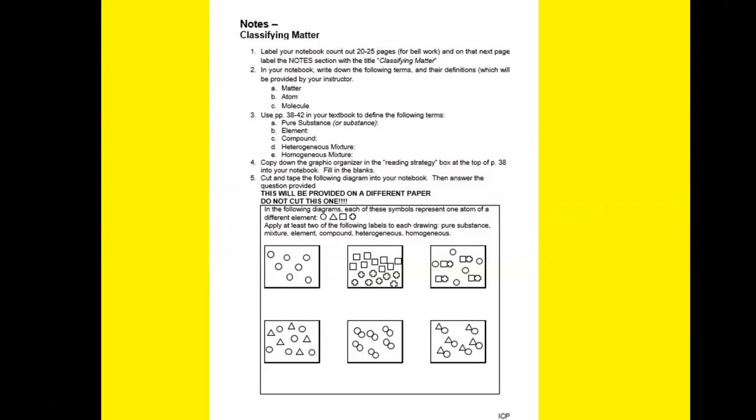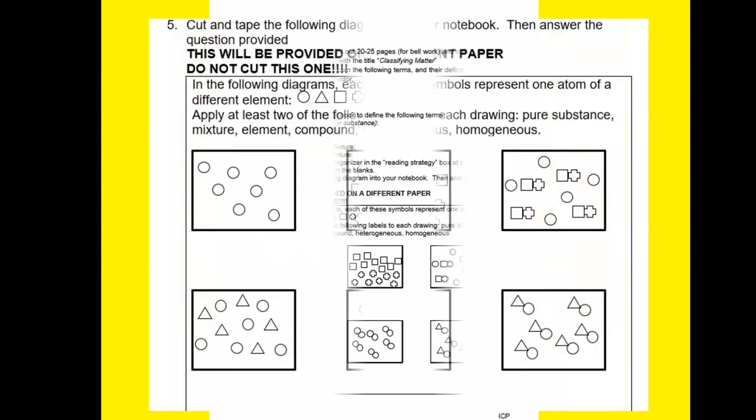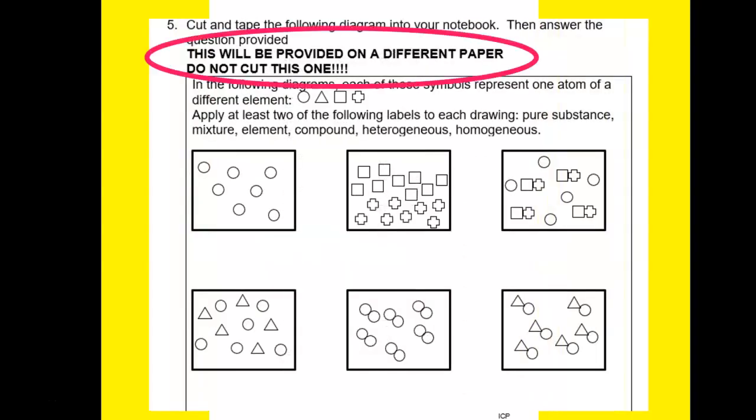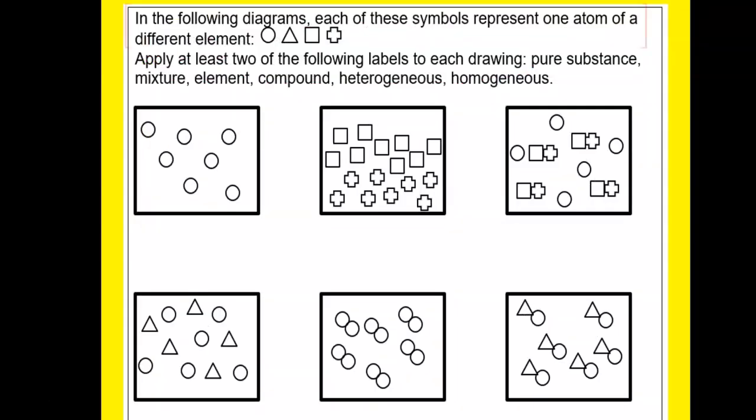So, in these notes, you were to cut out this paper right here, but I gave you. So if you're grabbing your notes from the back, you would grab the half sheet. Otherwise, you could draw these or you could print them up on your own. They are on Schoology. So here you could see that on the top, it tells you that those four shapes represent one type of atom.